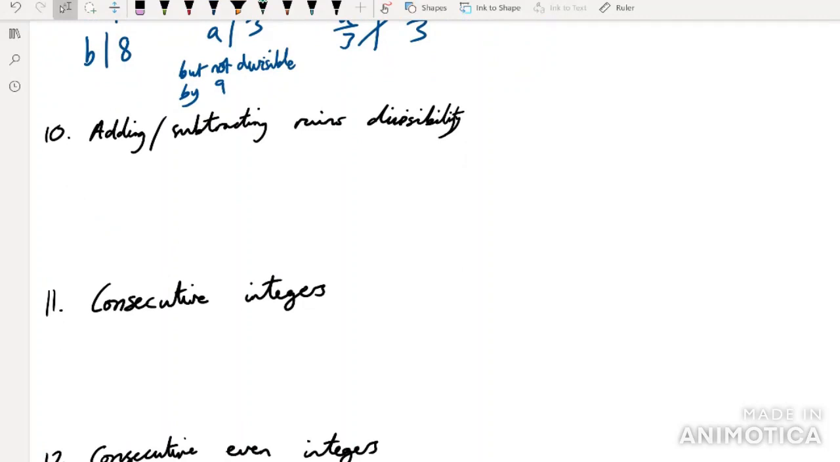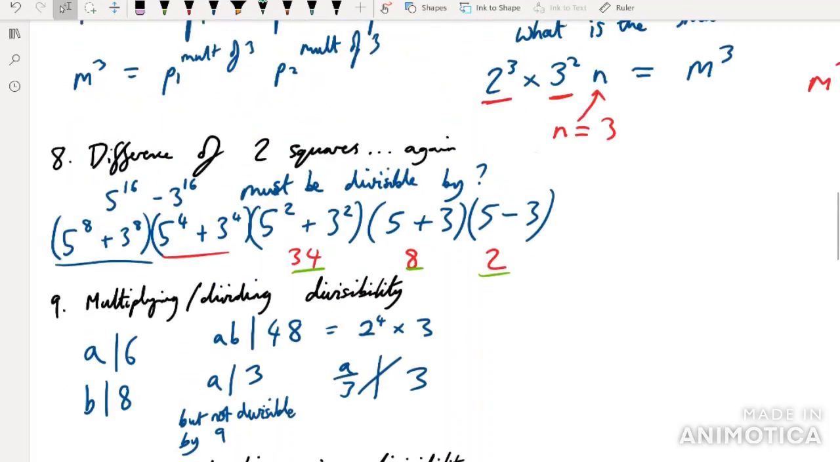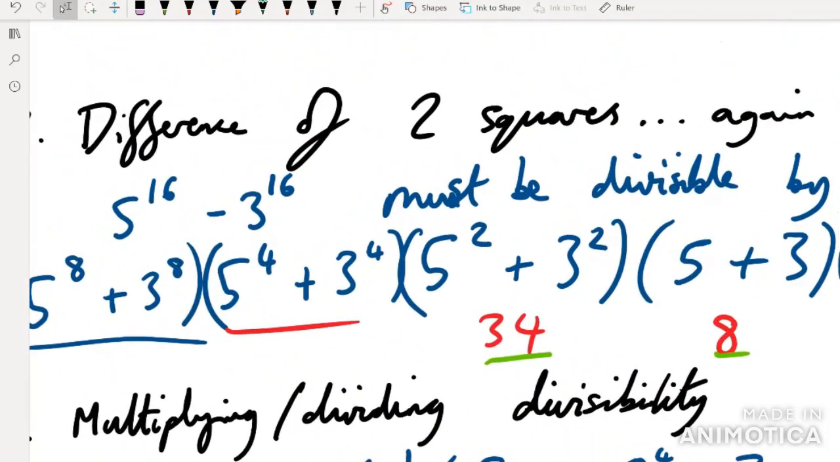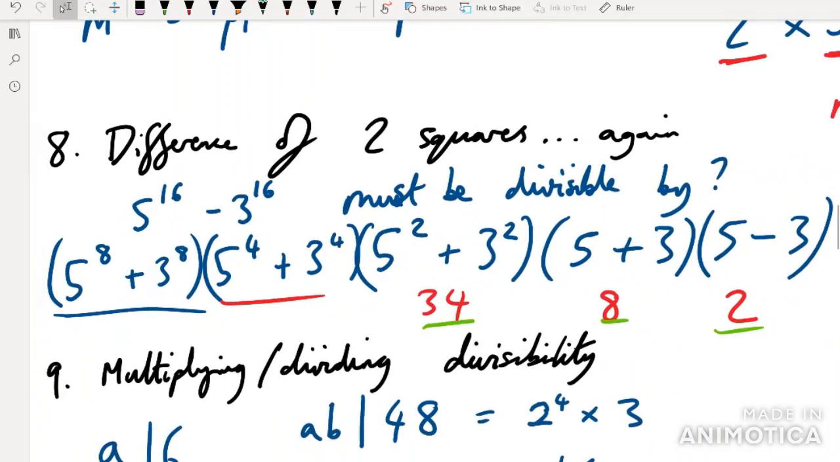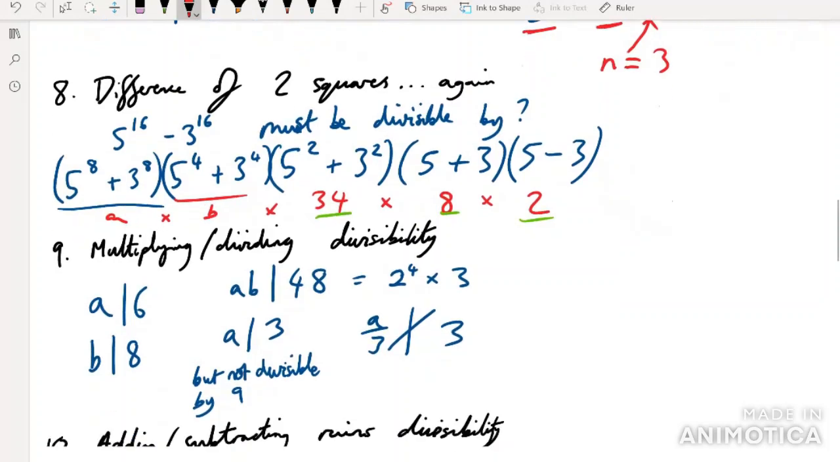Then point number 10 is actually nice and easy. Adding and subtracting just in general ruins divisibility. You saw this question where they asked 5 to the 16 minus 3 to the 16 must be divisible by question mark. I can say almost nothing because I've got two numbers added or subtracted from each other. And so the only way I was able to actually make any progress was by eventually at the end, what did I do? I got it into 5 numbers multiplied together, whatever this is. And obviously multiplication is nice and easy to deal with.